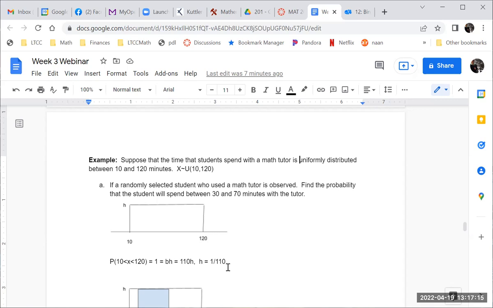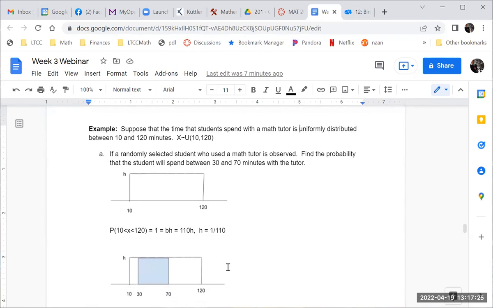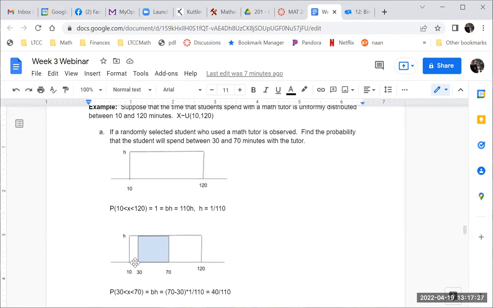Okay, I'm not done yet because I haven't reached my goal, which is to find the probability that a student's going to spend between 30 and 70 minutes. So now I draw another picture. I redraw the rectangle. I draw 30, I draw 70, and I shade in between 30 and 70. Any questions on that?